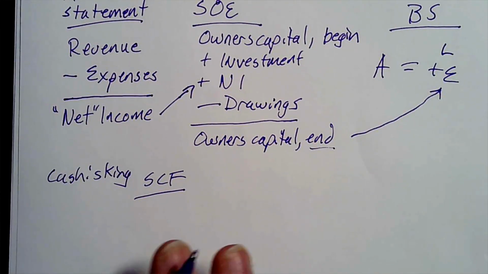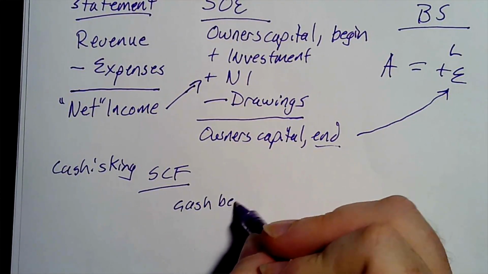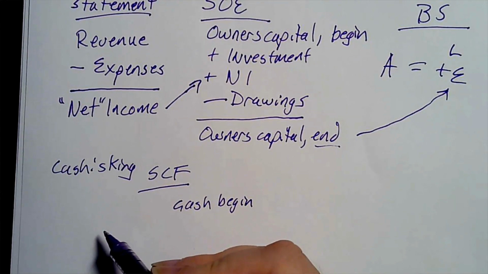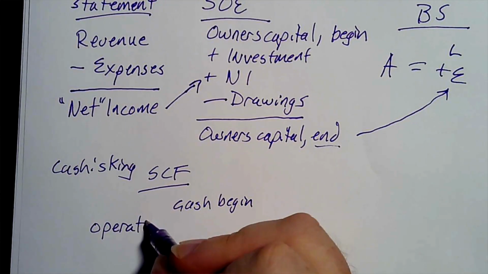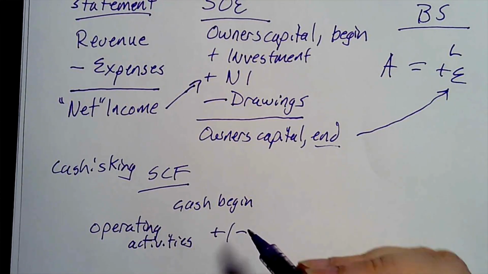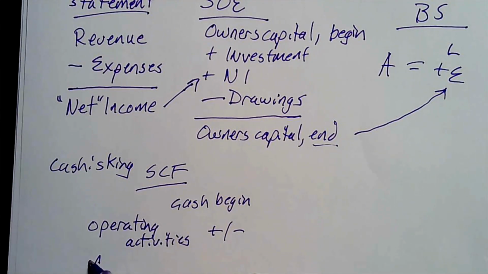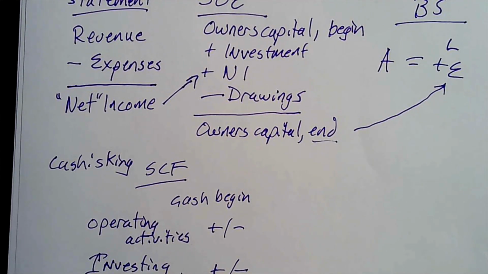So we won't go into too much detail here. Just realize that we're going to take the cash at the beginning of the period, of the year or the quarter or whatever, and we're going to look at the pluses and minuses of the cash usage in three areas: operating activities, so we'll say plus or minus, did it go up or did it go down? Then investing activities, plus or minus. And the last one is financing activities, plus or minus.